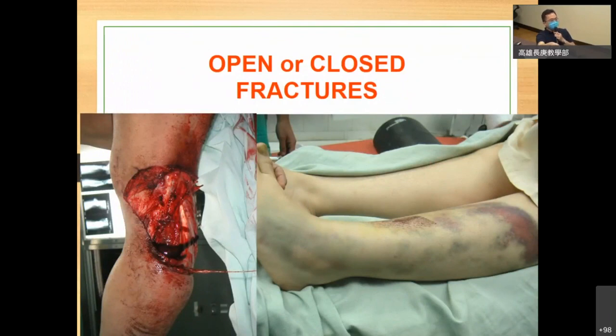Okay, so another thing is to see and understand what is an open or a closed fracture. For the left-hand side, there's a big wound, with the bone exposed out of the skin, the broken bone. So this is the open fracture. For this one, there's no open wound, but the skin has massive ecchymosis, and maybe limited motion and swelling, so maybe there's a closed fracture. If you want to make sure, we should take an x-ray to make the final diagnosis. But if a patient has a bigger wound with bone exposure, we can say this is an open fracture, okay?